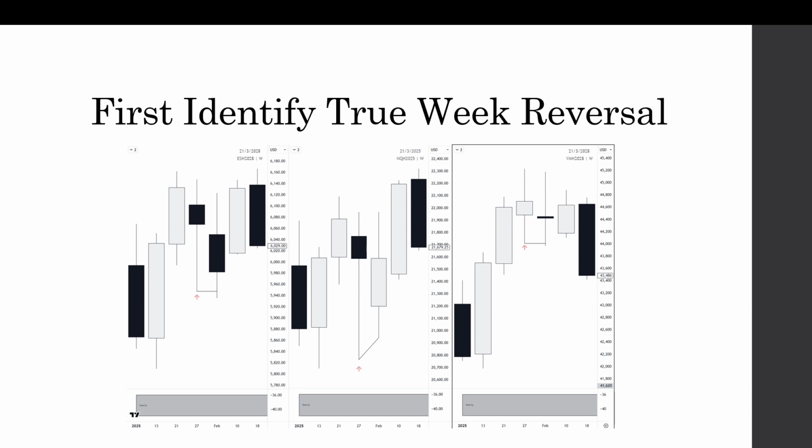So as usual from the previous video, you know that the first thing that we do is that we want to identify the true week reversal. The true week reversal is two cracks in correlation, one of them being sequential SMT, the other one being either a TPD or a sequential SMT again.